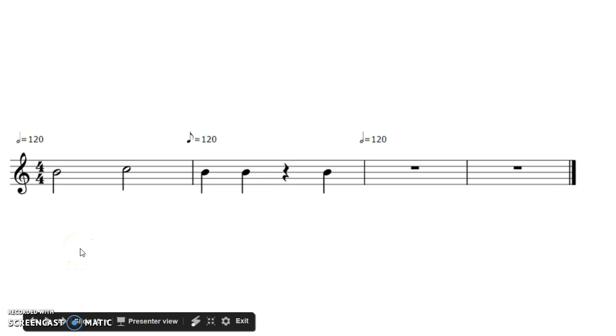So let's take a look. These are some more measures. Half note, quarter, quarter, quarter rest, quarter, whole rest, whole rest.